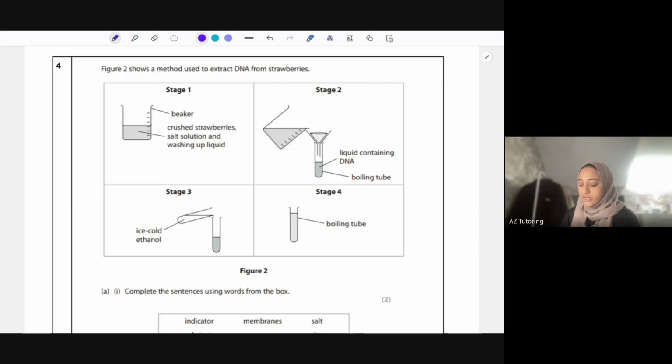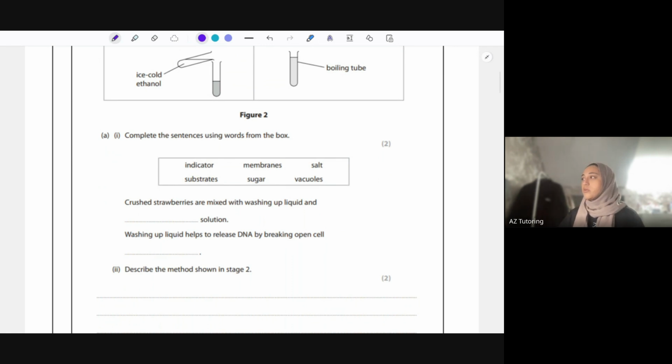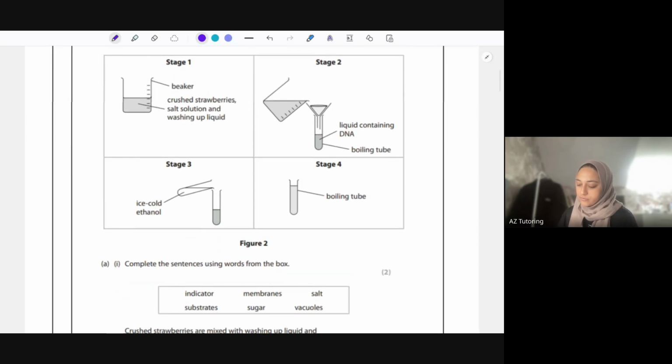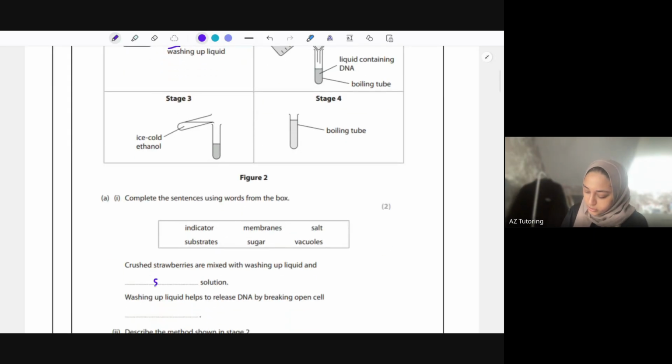Then adding ice cold ethanol to that solution, and then you've got that mixture. So it says complete the sentences using the words from the box. So crushed strawberries are mixed with washing up liquid, and it says in the question, salt solution. So salt solution. Again, because this is a foundation question, they're prompting you to just read the question. They won't give you this support for higher.